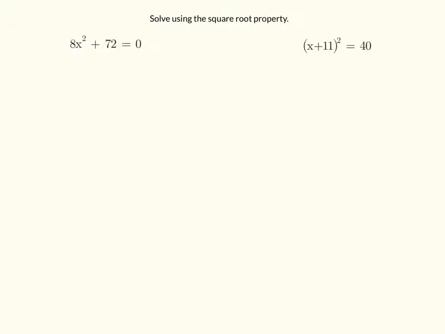Solving using the square root property just means solving. We're eventually going to have to take the square root of both sides. In this first one here, it looks like I can actually factor out an 8 first. So if you ever have a GCF, factor it out. That'll be very helpful.